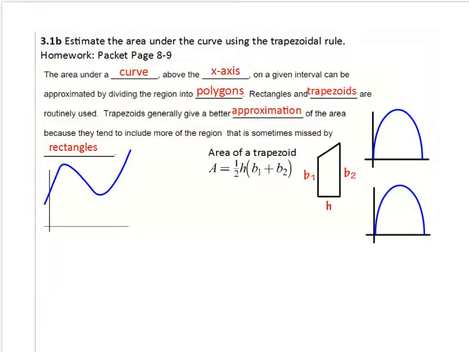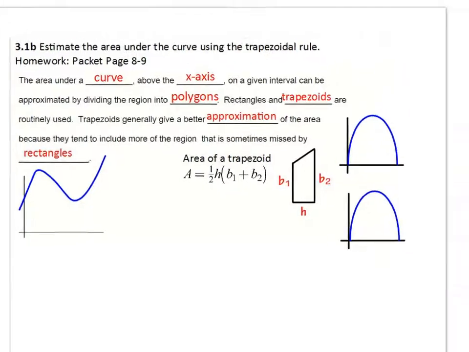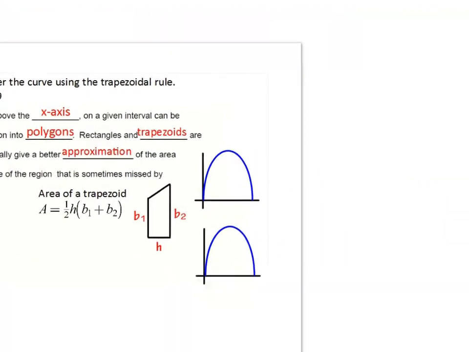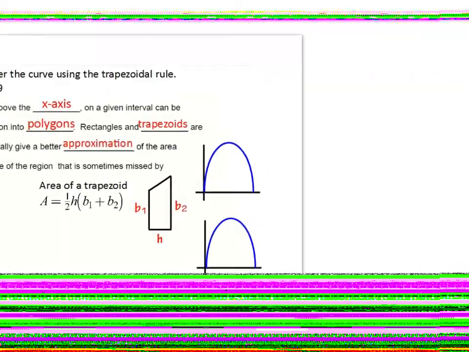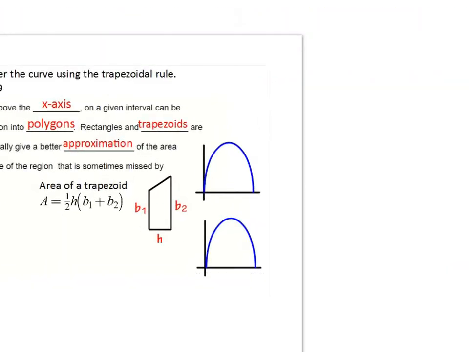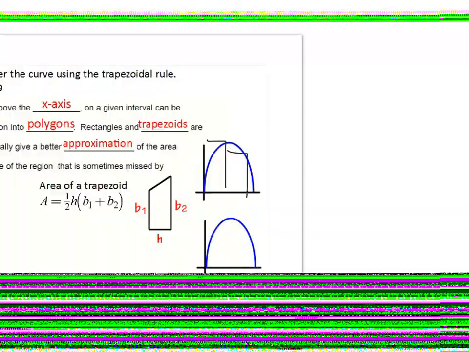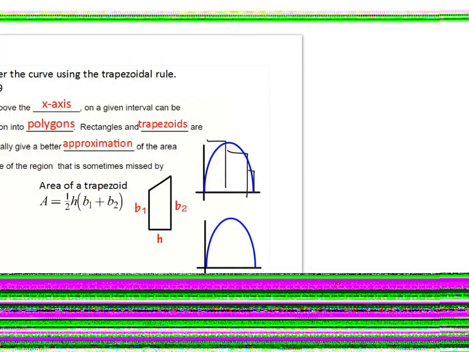Trapezoids generally give a better approximation of the area because they tend to include more of the region that is sometimes missed by rectangles. So take a look. If we look at these two curves and we draw some rectangles, oop, that one's kind of bad. You can see we're missing a lot of the area, and we have a lot of extra on that one side.